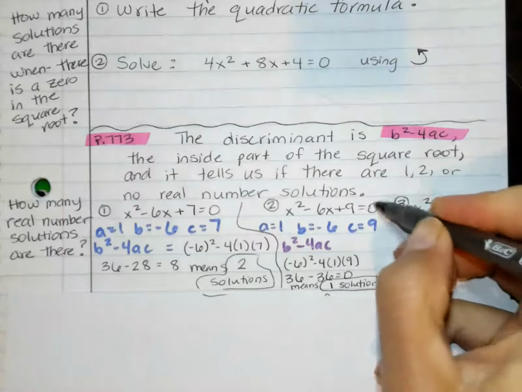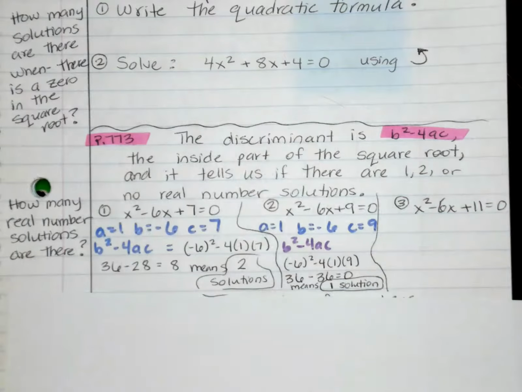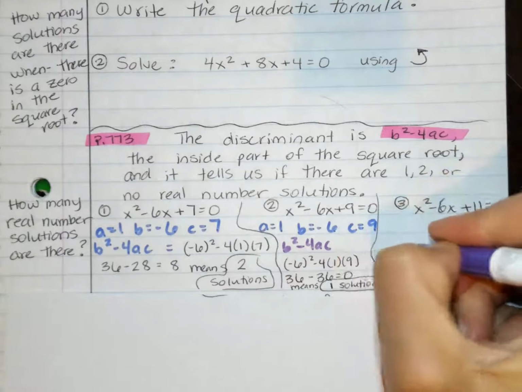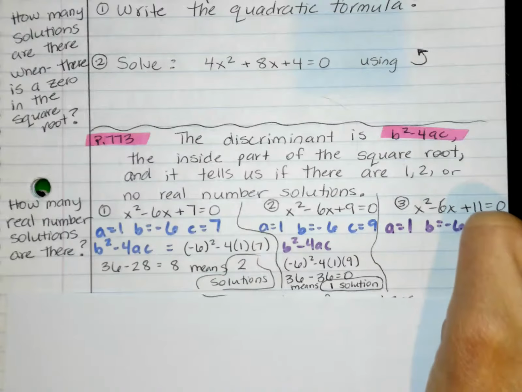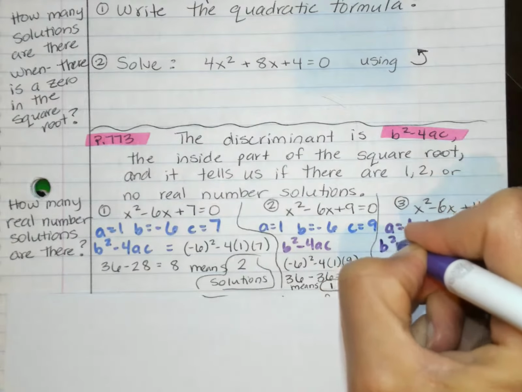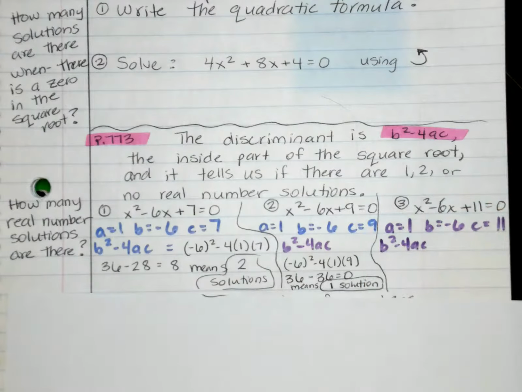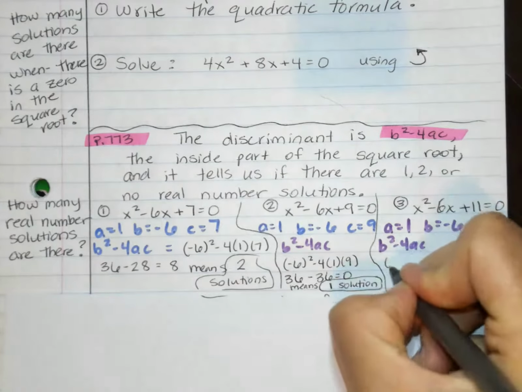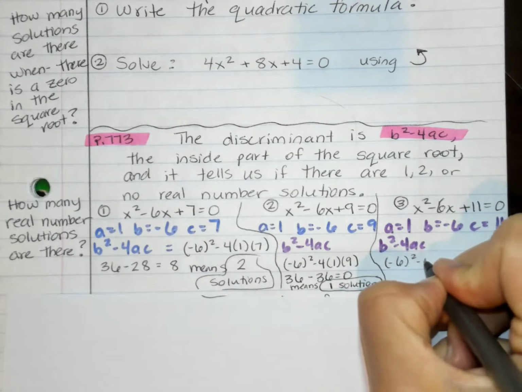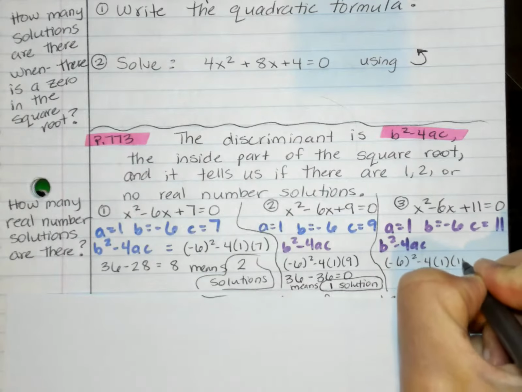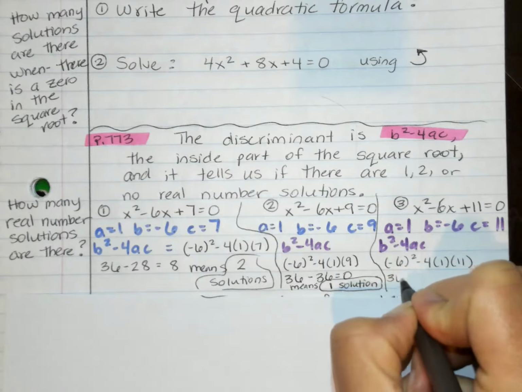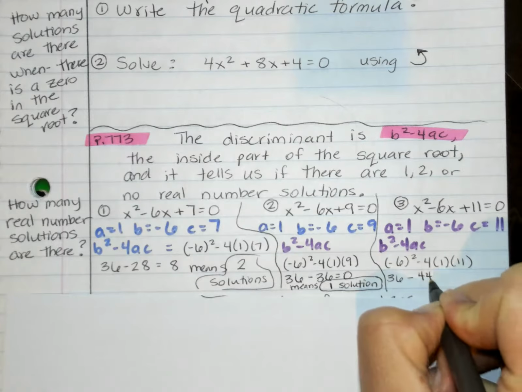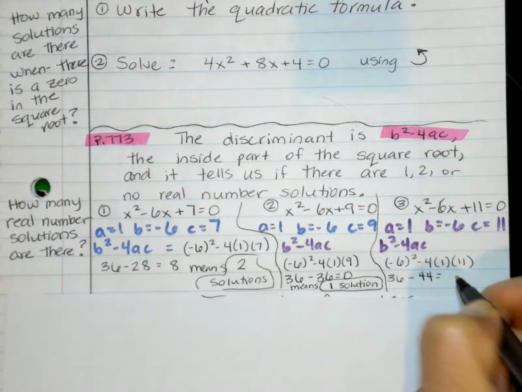Okay, and then let's figure out this last one. So again, I'm going to plug in the values into the discriminant, which A is 1, B is negative 6, C is 11. Whoops. I'm going to plug it into b squared minus 4ac and solve and see what I get. So that would be negative 6 squared minus 4 times 1 times 11, and I'm going to calculate that. So that would be 36 minus 44. That is going to be a negative value, negative 8.